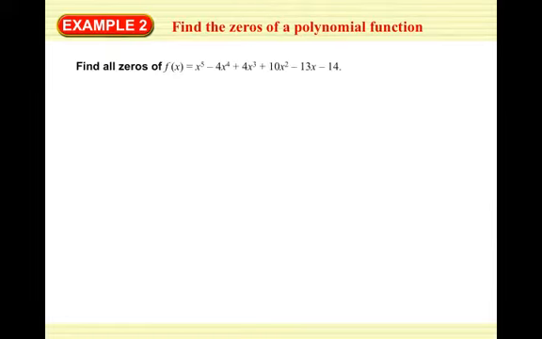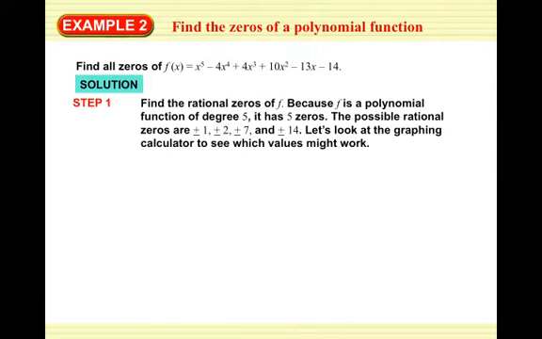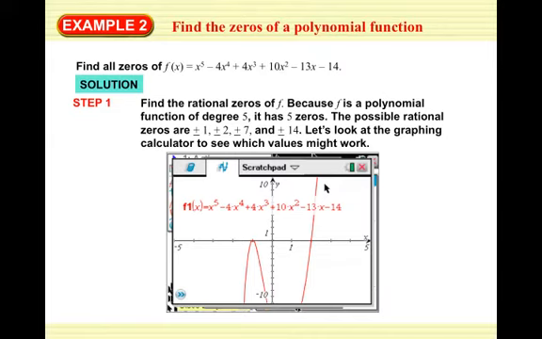All right, we're going to find all the zeros of f of x equals x to the fifth minus 4x to the fourth plus 4x cubed plus 10x squared minus 13x minus 14. Find the rational zeros of f like we talked about in 5.6. Because f is a polynomial function of degree 5, it has 5 zeros. The possible rational zeros are plus or minus 1, plus or minus 2, plus or minus 7, plus or minus 14. Let's look at the graphing calculator to see which values might work.